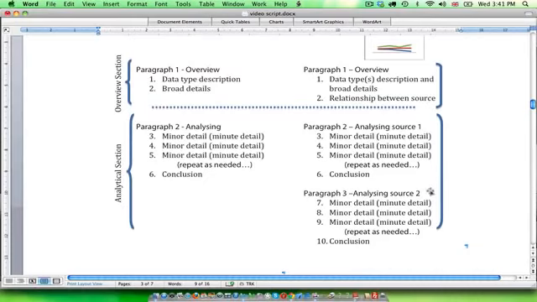And then the same is true for paragraph 3, analyzing data source 2. You talk about the minor detail and any associated or significant minute detail, minor detail, minute detail, and keep going until you reach a conclusion. So as you can see, these 3 paragraphs in here are quite similar.